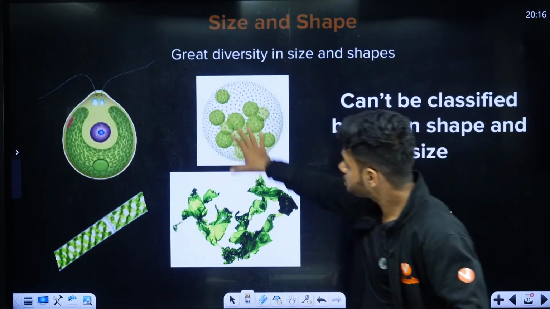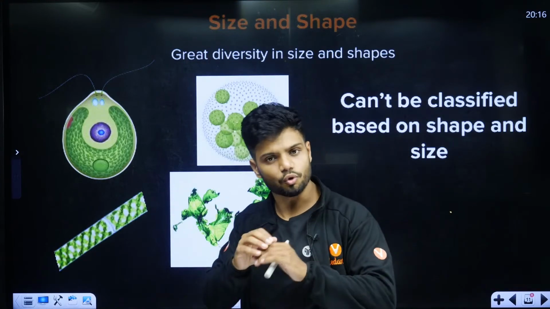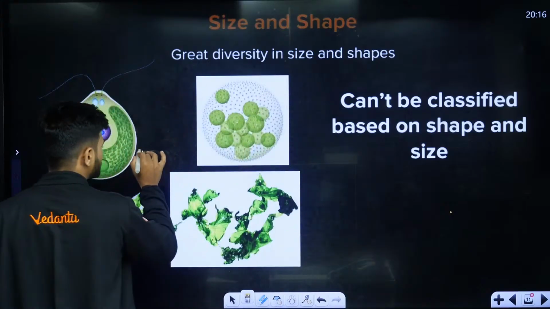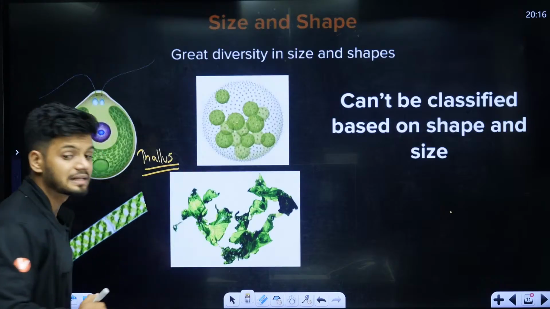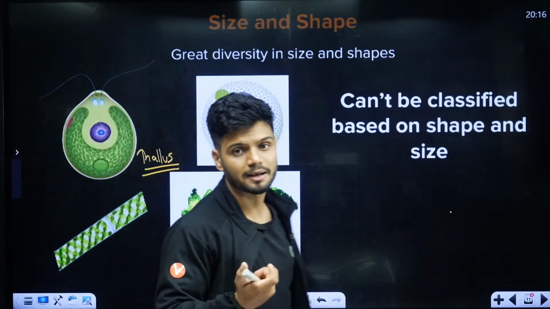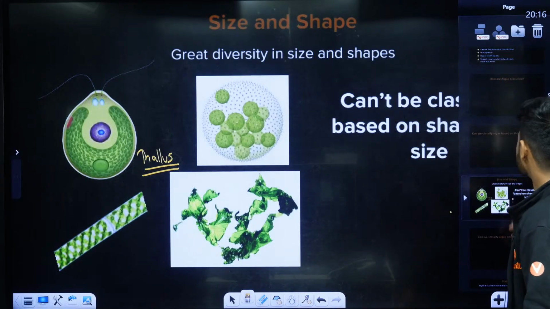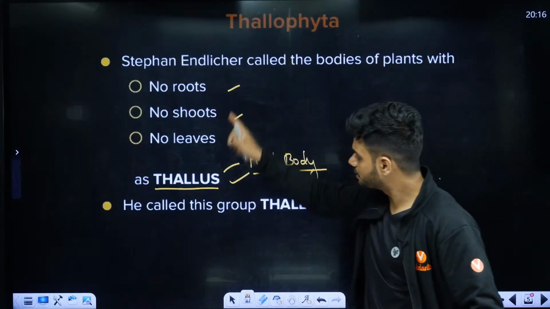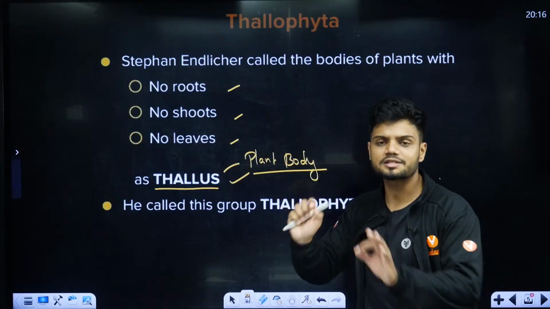Students, such a plant body has no stem, no root, no leaf. This plant body is called thallus. It is called a thallus plant body because there is no root, stem or leaf here. So thallus is a plant body which does not have any root, shoot or leaf.